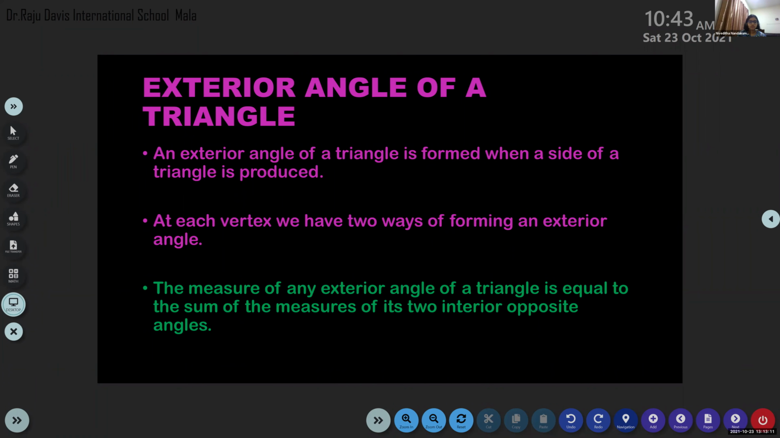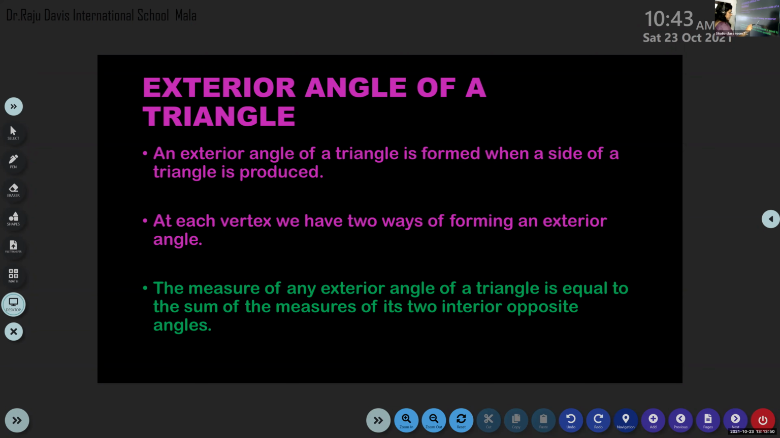Okay, next one. Adidev, read the next topic, next sentence. Yeah, read it loudly. Ways of forming an exterior angle. Once more. At each vertex, we have two ways of forming an exterior angle. Two ways of forming an exterior angle that I have showed you, isn't it? How two sides you can extend, and I'll show you again.